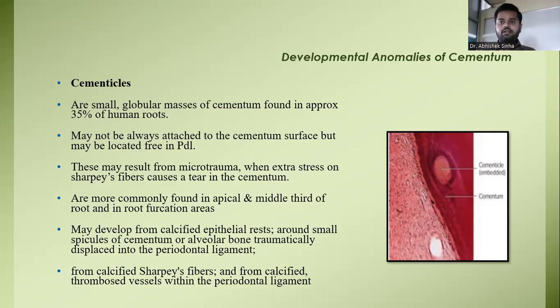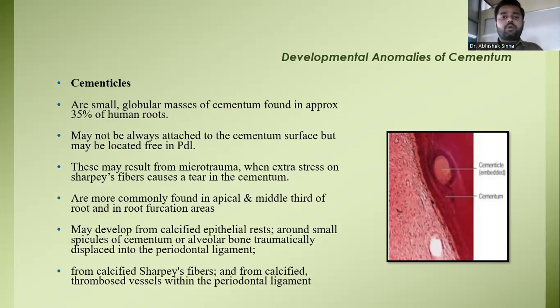You know that PDL is attaching cementum to the bone, right? We have read that in the periodontal ligament chapter. So if there is too much stretching because of orthodontic forces, Sharpey's fibers will get pulled out, tearing part of the cementum. So that torn cementum will become a cementicle and get lodged. They are more commonly found in the apical and middle third of the root and in root furcation areas. It may develop from calcified epithelial rests.